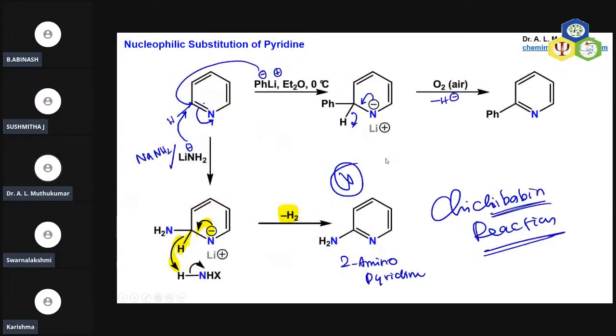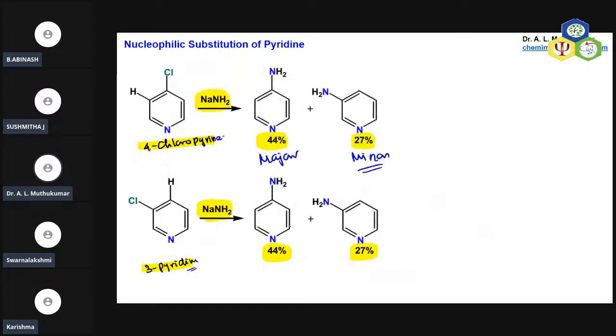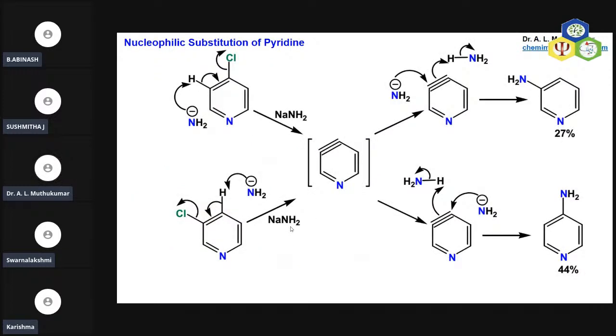So it is not going like an addition-elimination type of reaction. In that case, the first step is addition and the second step is elimination. A Chichibabin type of mechanism is not taking place in this reaction. Then what is the mechanism that is taking place? You may be thinking. I'll give you the explanation to this question.